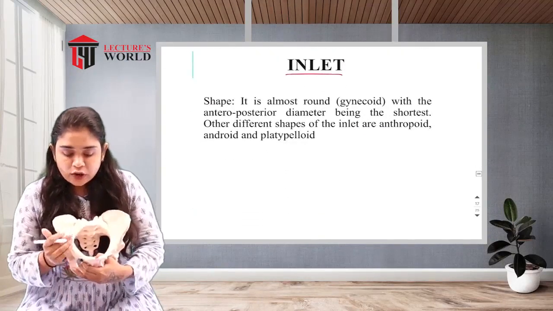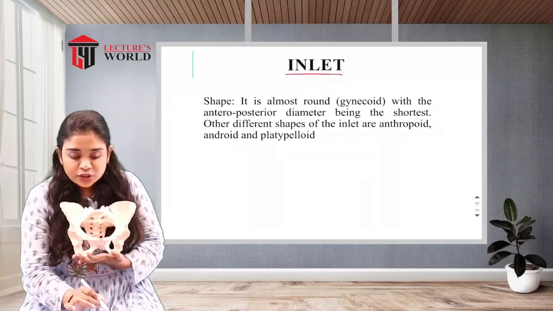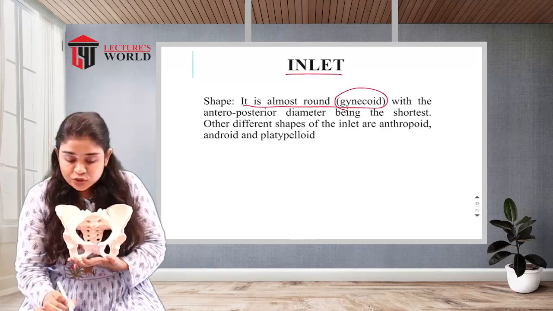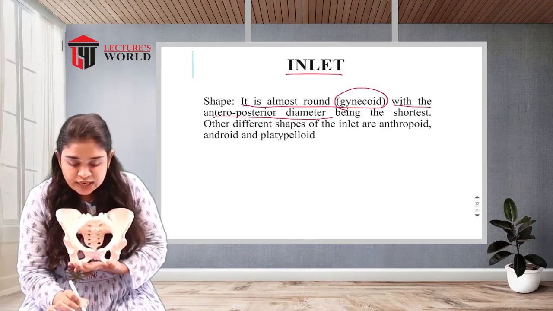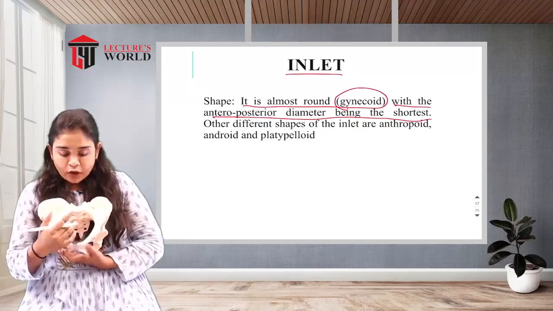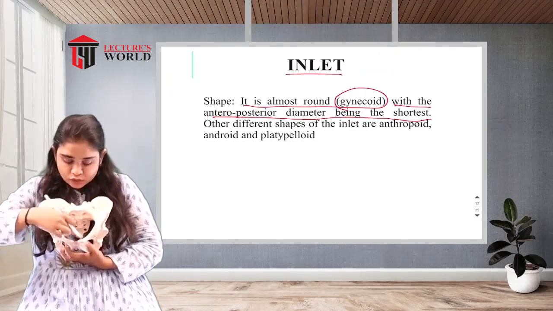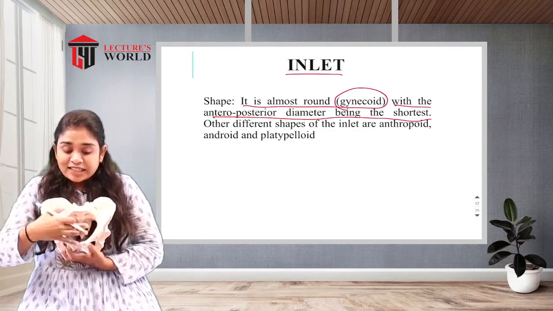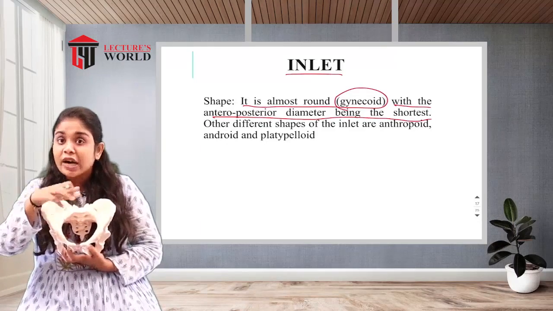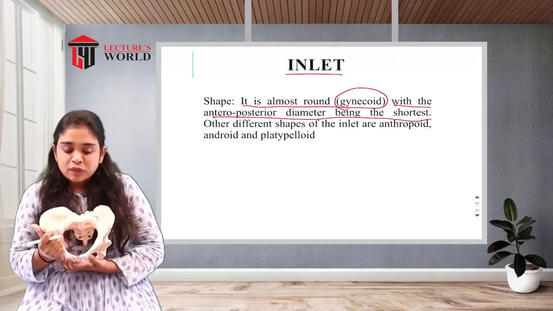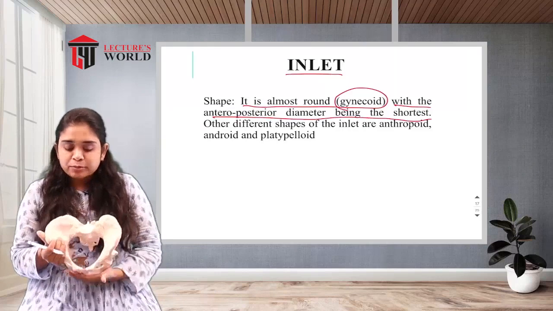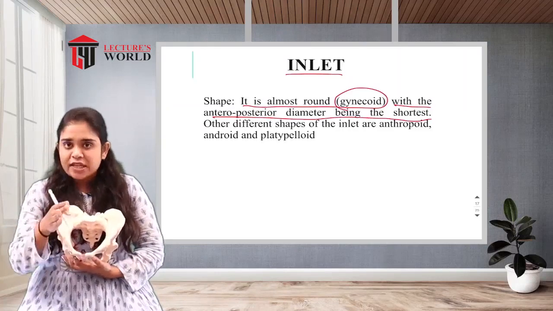So first we will talk about the inlet. Here the shape is almost round, that is a gynecoid shape, with the anterior posterior diameter being shortened. If we talk about the inlet, this is the only part we are talking about. It looks mostly roughly round in shape. Here we are going to talk about the diameters. The pelvic diameters will be in three ways.